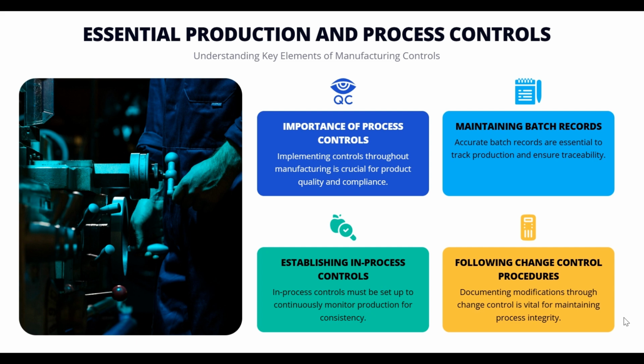Apart from that, establishing in-process controls: they must be set up to monitor production continuously and to maintain consistency between the batches. And also change control procedures have to be documented thoroughly, which will help us to maintain the integrity.